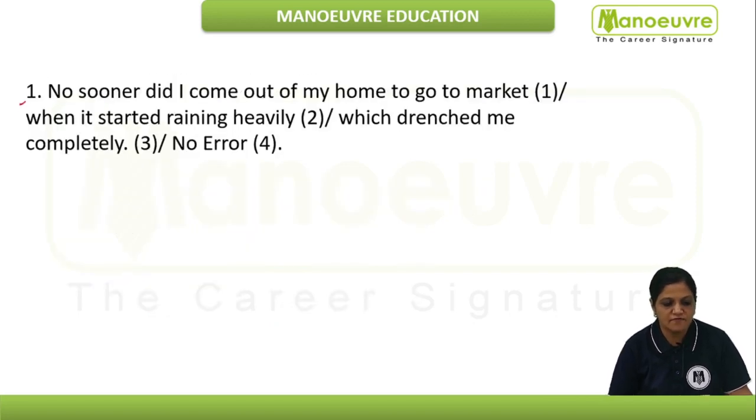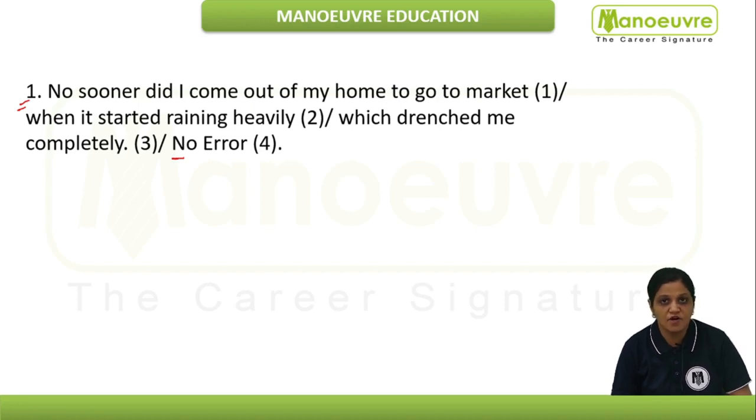So here we have our first question. The first thing that we are going to do is read the question carefully. No sooner did I come out of my home to go to market when it started raining heavily, which drenched me completely. And the last part is going to be no error. Here you need to pay attention that it is not necessary that all the time there is going to be an error in the sentence. Many a time the questions which are asked have no error at all. So be careful, read the sentence carefully.